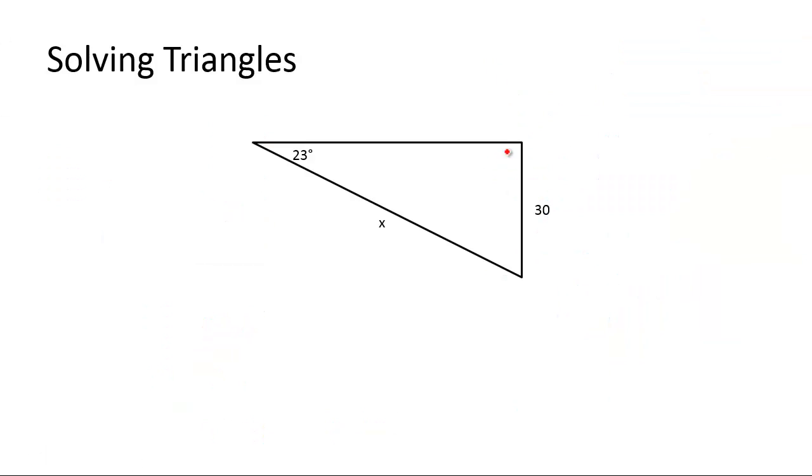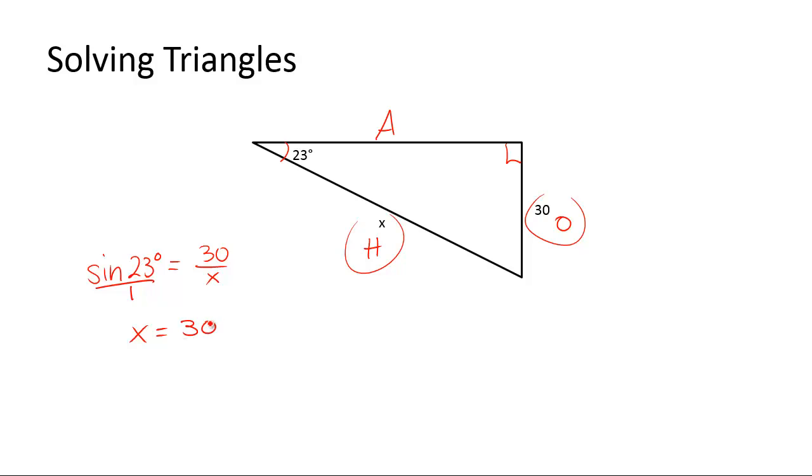Let's try this other example. You've got 90 here, hypotenuse, angle of reference, therefore the opposite, and the adjacent. So what do we need? We need something that relates O and H. Well, that's sine of 23, because sine relates opposite to the hypotenuse. So essentially we have a proportion here, we can cross multiply and divide, leaving us with 30 divided by sine 23.